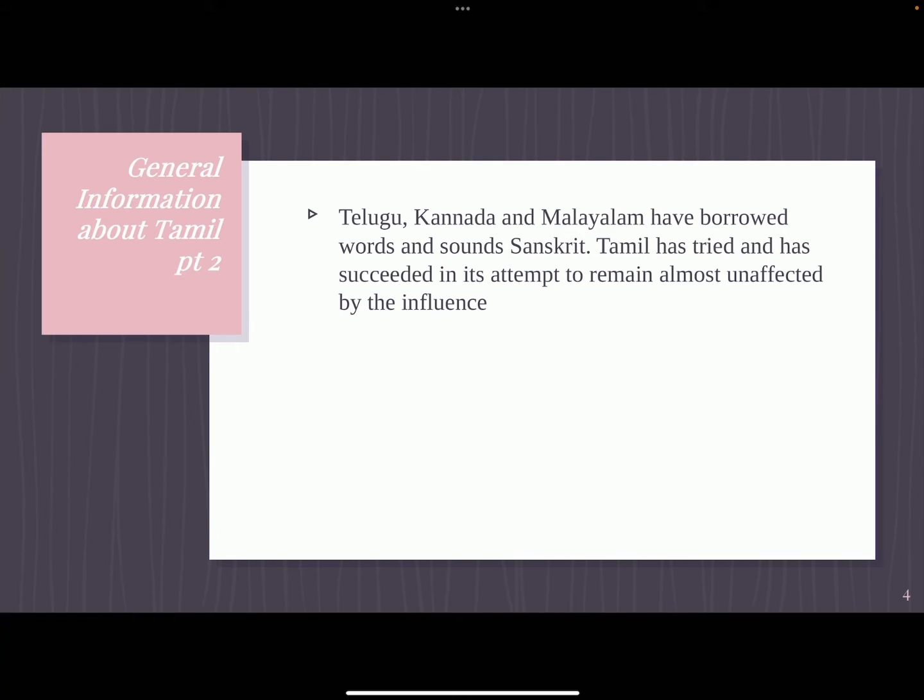Telugu, Kannada, and Malayalam have borrowed words and sounds from Sanskrit. Tamil, on the other hand, has tried and has succeeded in its attempt to remain almost unaffected by the influence, although we have some letters which are characteristic to Sanskrit.